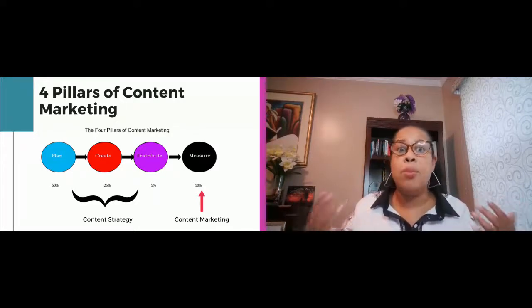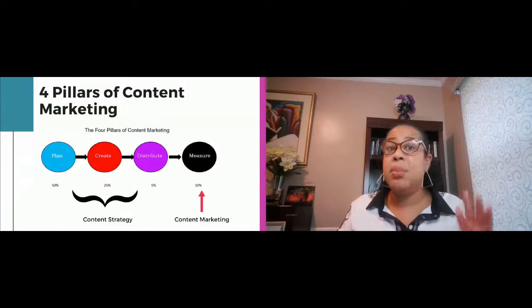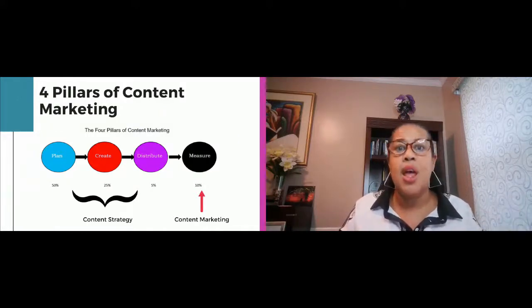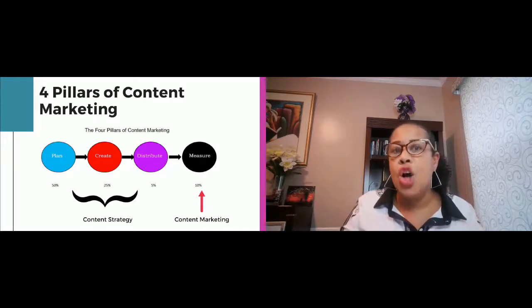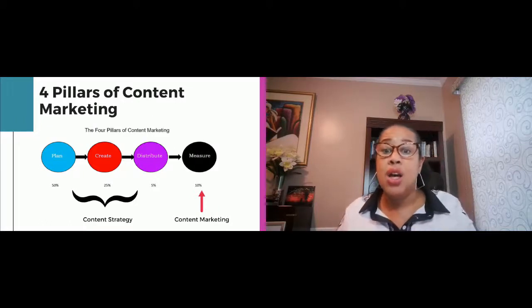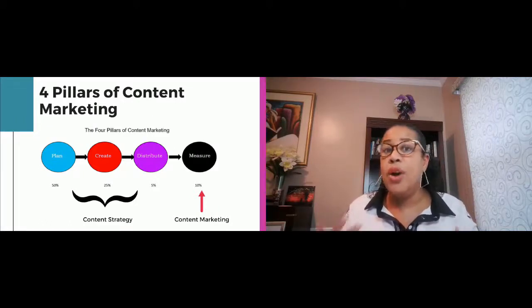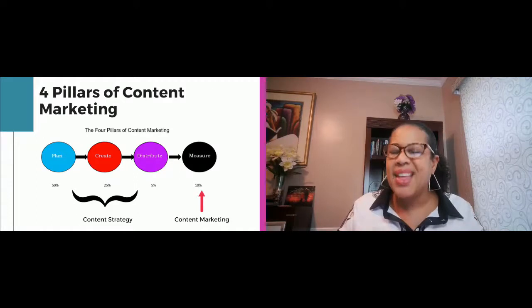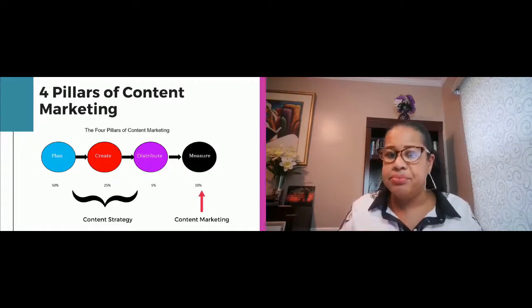When it comes down to content marketing, I believe that there are 4 pillars of it. You have to plan, you have to create, and you have to distribute your content. But most importantly, you have to measure your content. Now the planning, the creating, and the distributing, that's all a part of your content strategy. Your outcomes, what you're going to be measuring, that's content marketing.